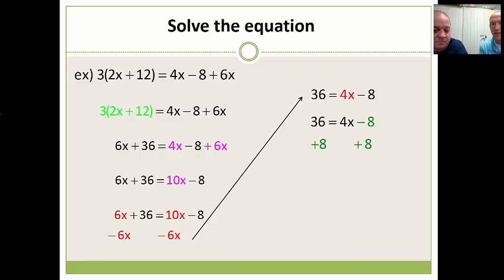We're going to be able to get rid of the 8 on both sides by adding it. And then we have multiplication. And to undo multiplication, it's another D word. Division? Divide. All right, perfect.